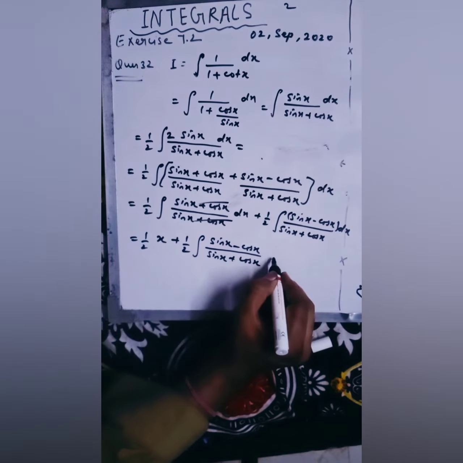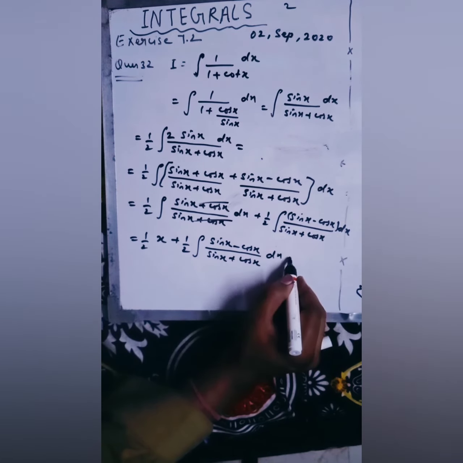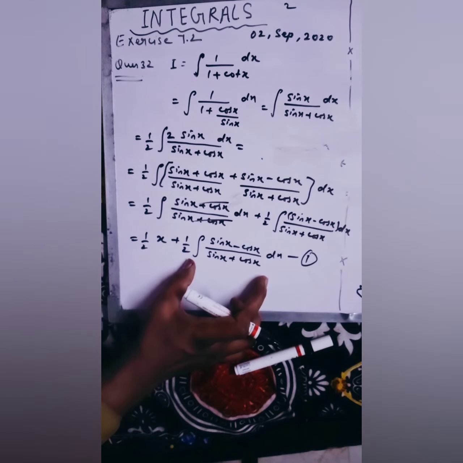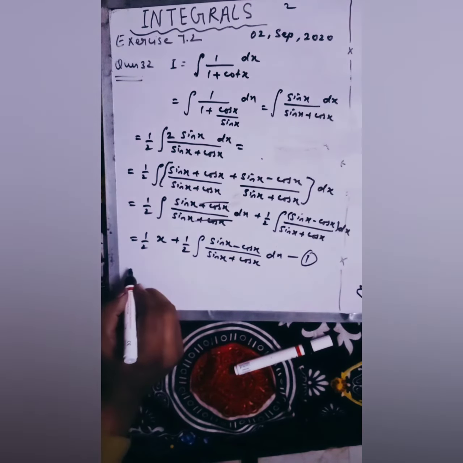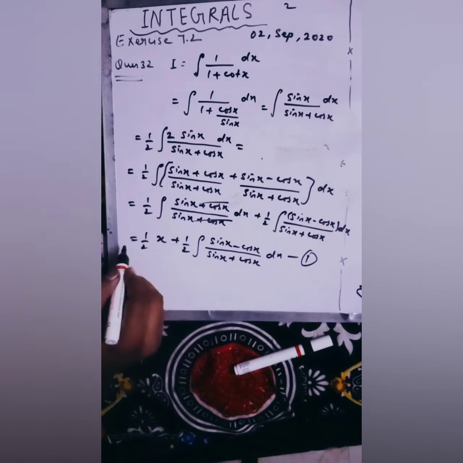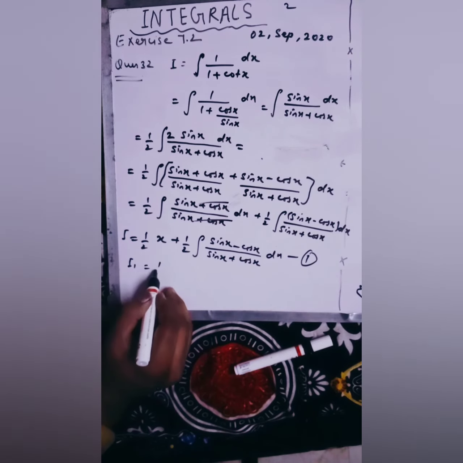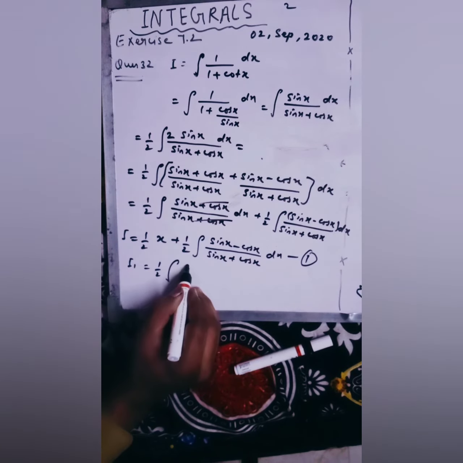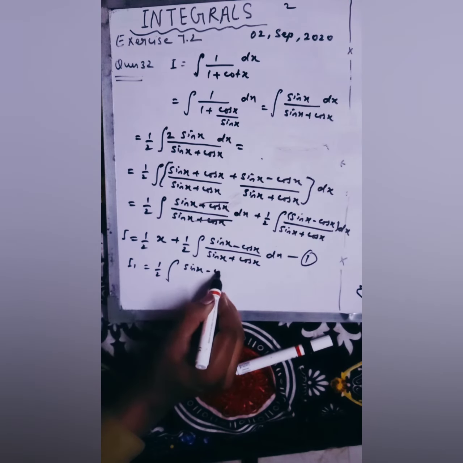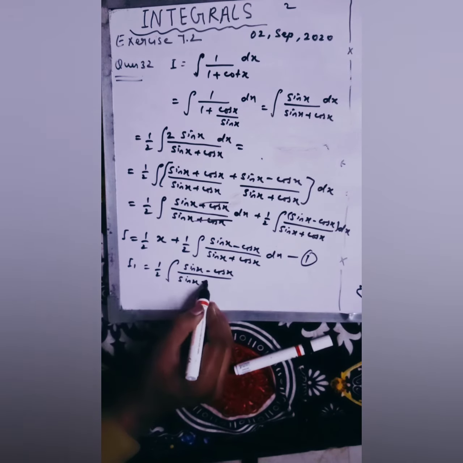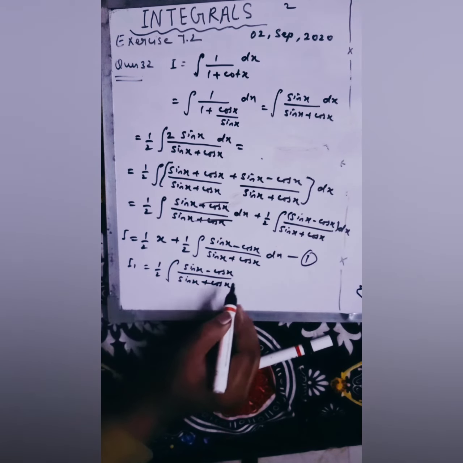So this is your equation number 1. Here we just have to find the integral of this. You have to find the integral of this only. So here I'm assuming that this whole is your I, and this is your I1 only: half integration of sin x minus cos x over sin x plus cos x into dx.